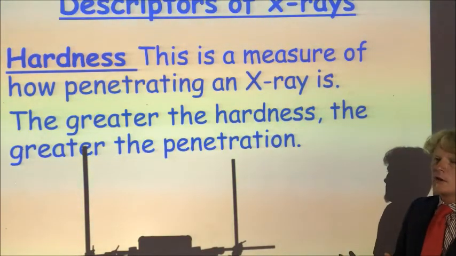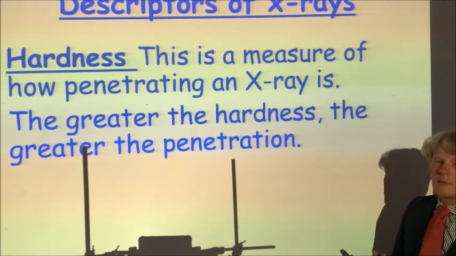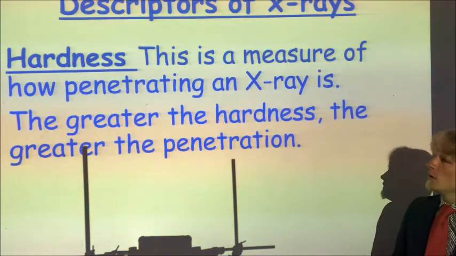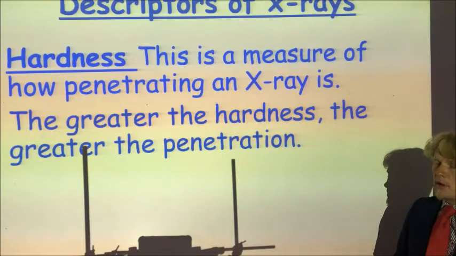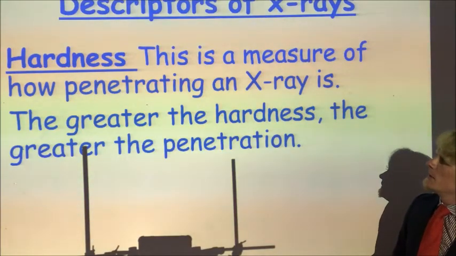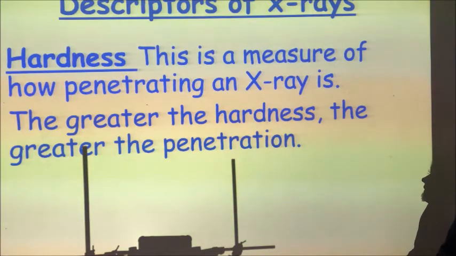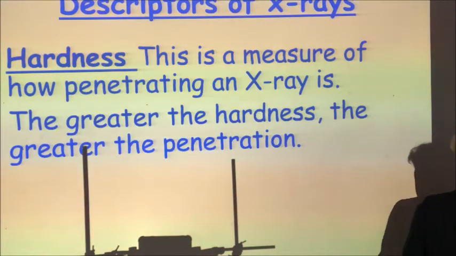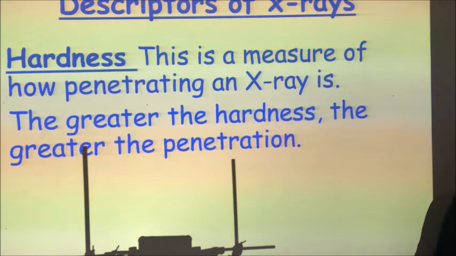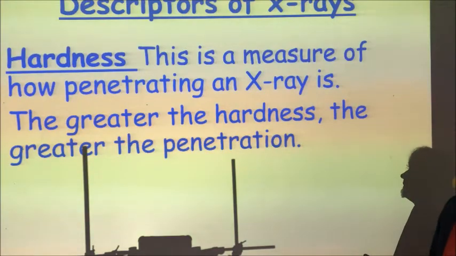So with the hand, no flesh, we just saw bone. That must have been quite hard X-rays. Not so hard that they penetrate the bone, since the bone absorbs them, but the rest of the soft tissue in the hand does not. So it's a measure of how penetrating an X-ray is. The greater the hardness, the greater the penetration, and the more likely that you'll just see bone.